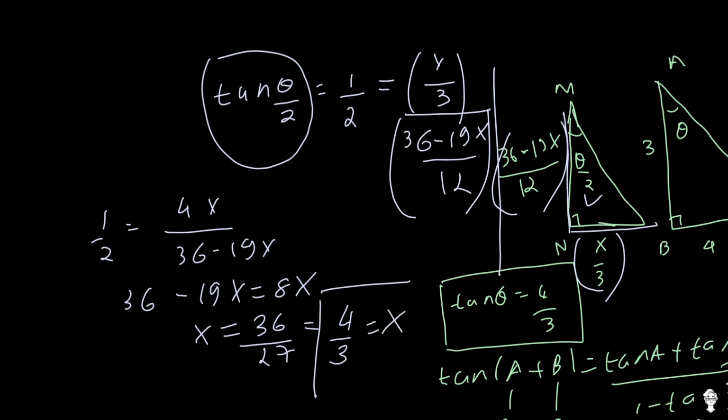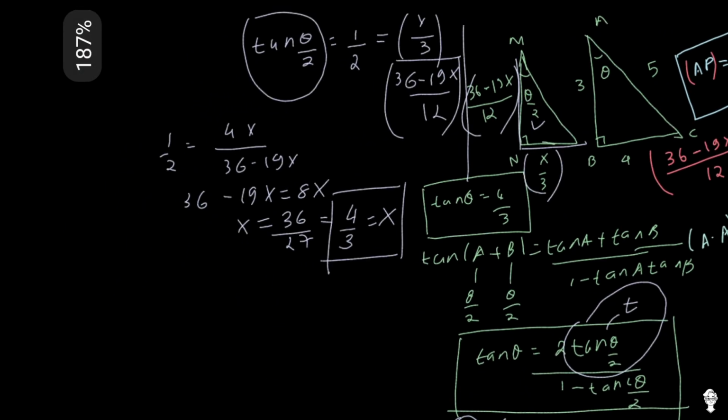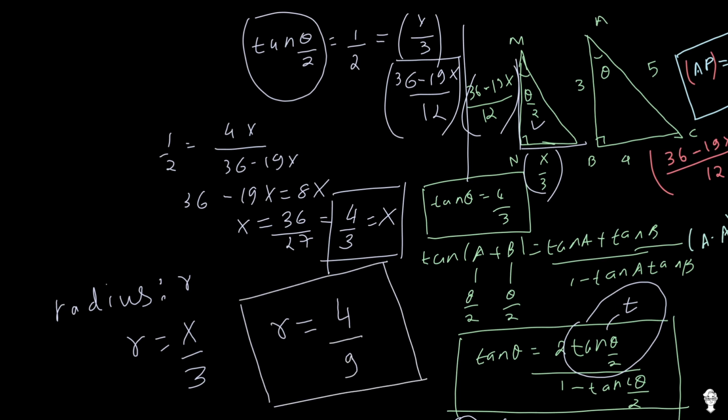But this is not the answer, because x is the side length of the square and what we are looking for is the radius of the circle. So the radius of this circle we have taken as a variable r, and we have seen a relation that r equals x/3. The value of x we have just got is 4/3. Putting that value over here gives r equal to 4/(3×3) = 4/9. And this is the answer that we were looking for.